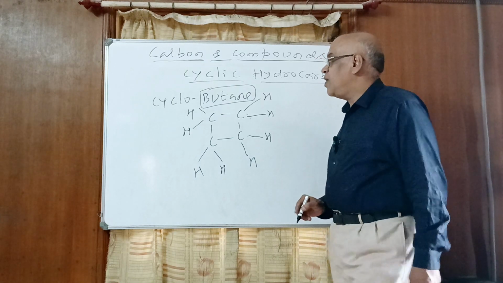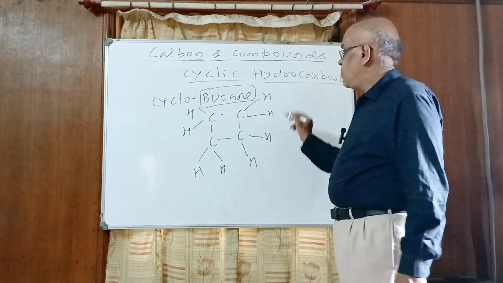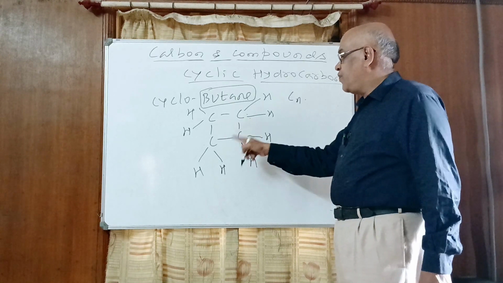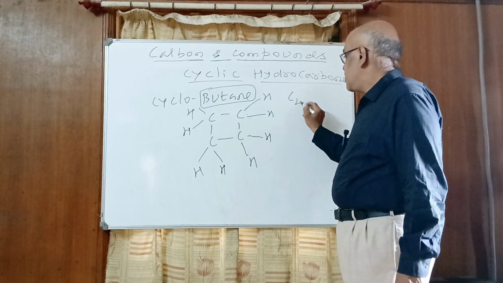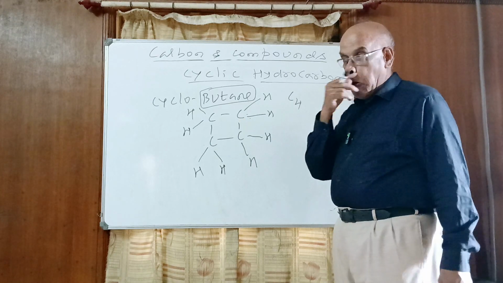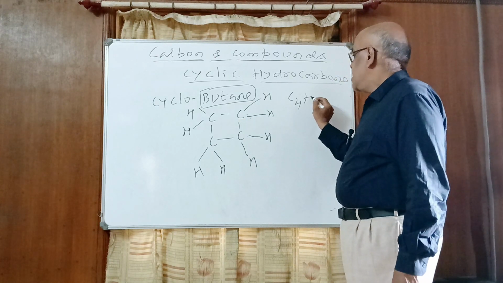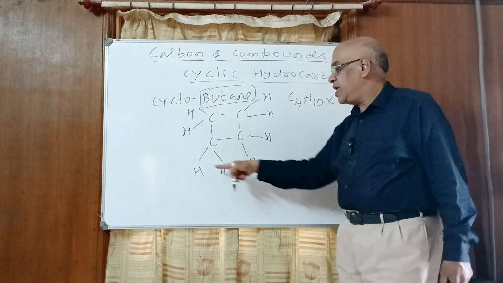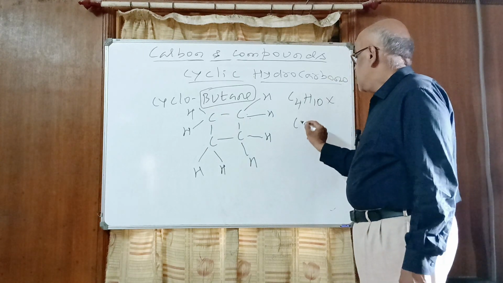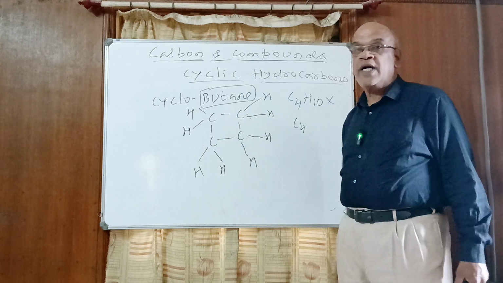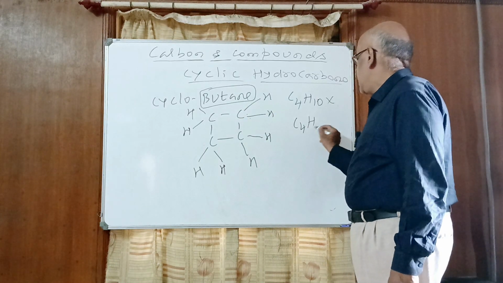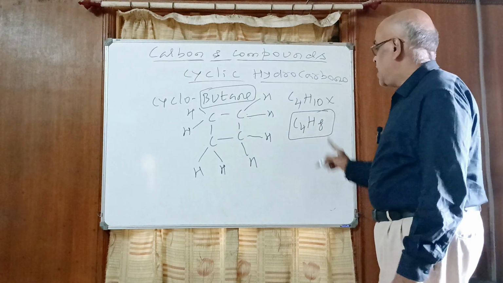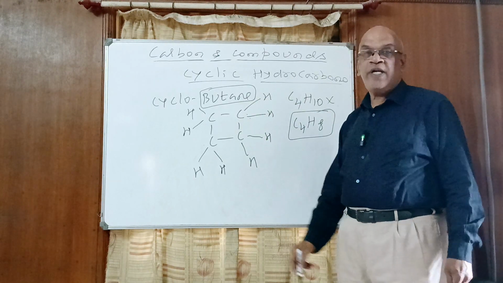What is the general formula of cyclobutane? Cn. How many carbon atoms are there? 4. 4 carbon atoms are there. There are single bonds, so we generally write C4H10. Wrong, children. Count how many hydrogen atoms are there. There are 2 hydrogen atoms per carbon atom. 4 carbons will have 8 hydrogen atoms. C4H8 is the formula of cyclobutane.